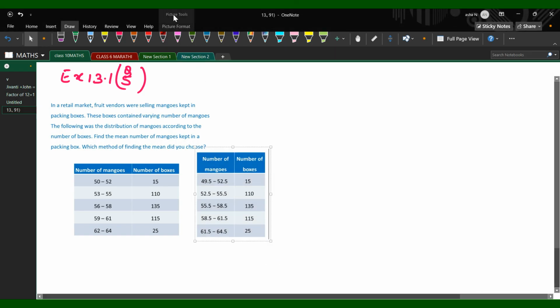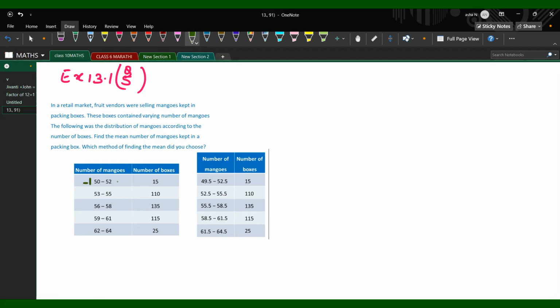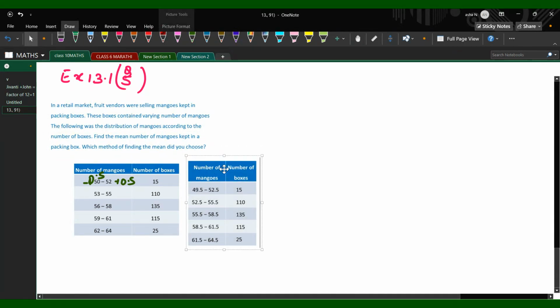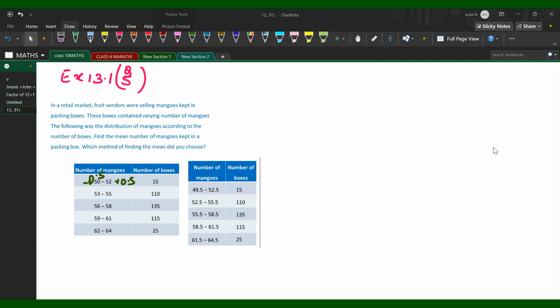The number of mangoes here I will do minus, here I will do plus. Half, that is 0.5. Let us make it simple. Here I will do minus 0.5. So we have to make the class intervals continuous. That will be the first step. Then whichever method you are using. Which method of finding the mean did you choose here? It was nowhere given in the question.